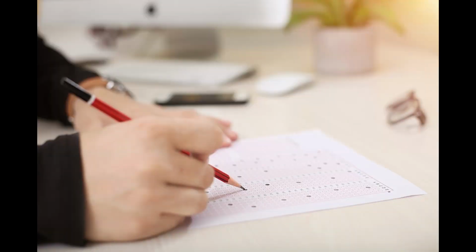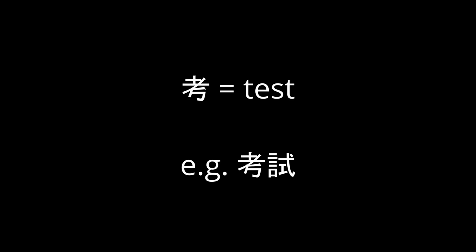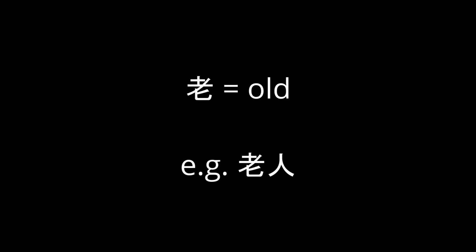Because Kao and the word for examination or test have the same sound, later on the character Kao was adopted for this meaning, changing to how we use it today, like in the word Kao shi. Meanwhile, the character Lao kept the original meaning given to Kao to mean old, like in Lao Ren.